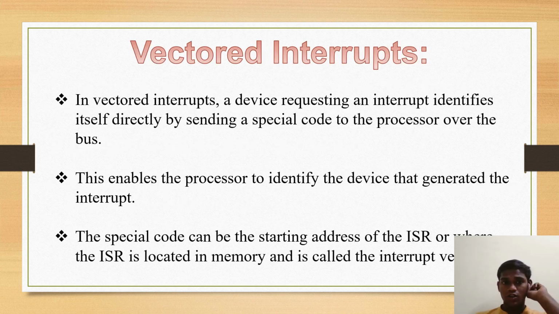Vectored interrupts. In vectored interrupts, the device requesting an interrupt identifies itself directly by sending a special code to the processor over the bus. This enables the processor to identify the device that generated the interrupt. The special code can be the starting address of the ISR, or where the ISR is located in memory, and is called the interrupt vector.